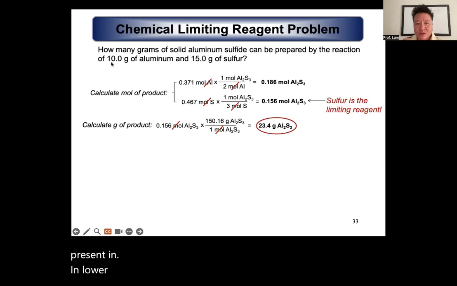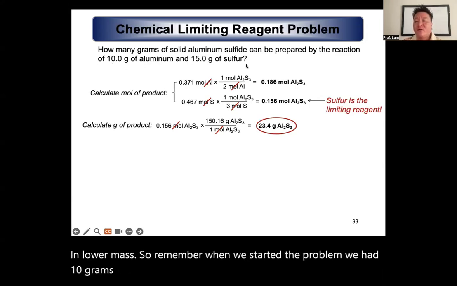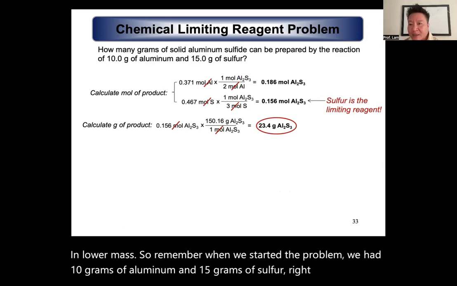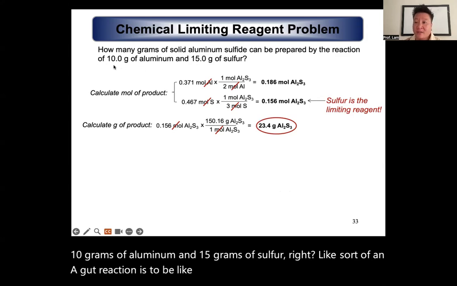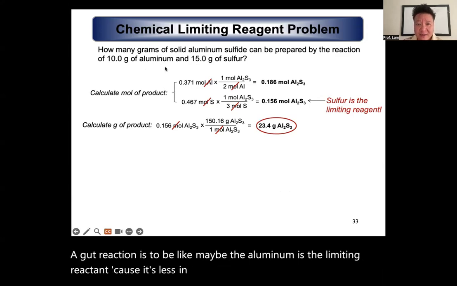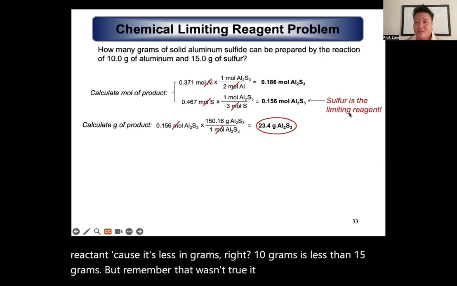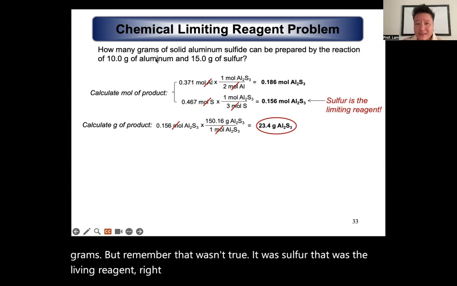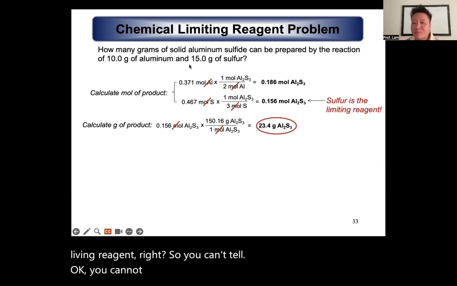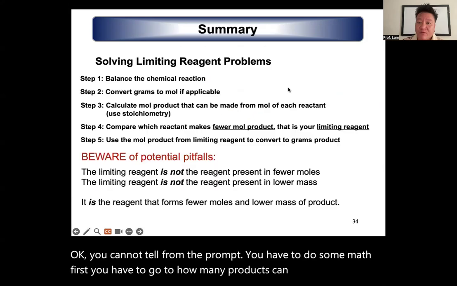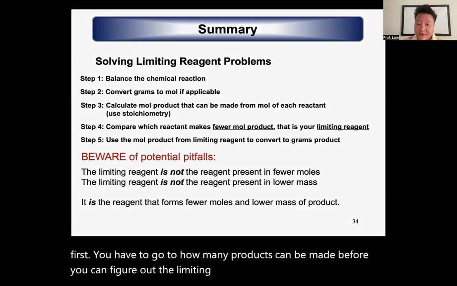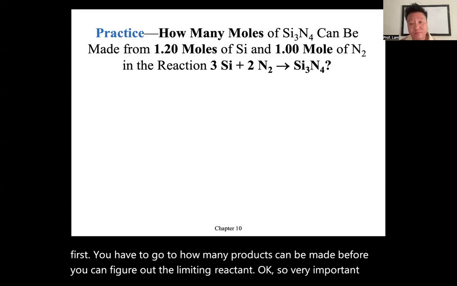So remember when we started the problem, we had 10 grams of aluminum and 15 grams of sulfur, right? Sort of a gut reaction is to be like, oh, maybe the aluminum is the limiting reactant because it's less in grams, right? 10 grams is less than 15 grams. But remember, that wasn't true. It was sulfur that was the limiting reagent, right? So you cannot tell from the prompt. You have to do some math first. You have to go to how many products can be made before you can figure out the limiting reactant, okay? So very important there. All right, so let's do it now.